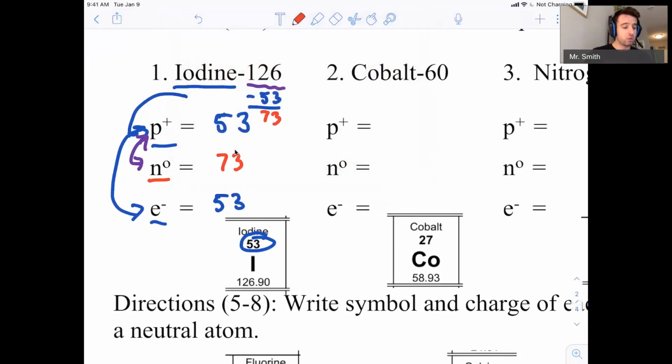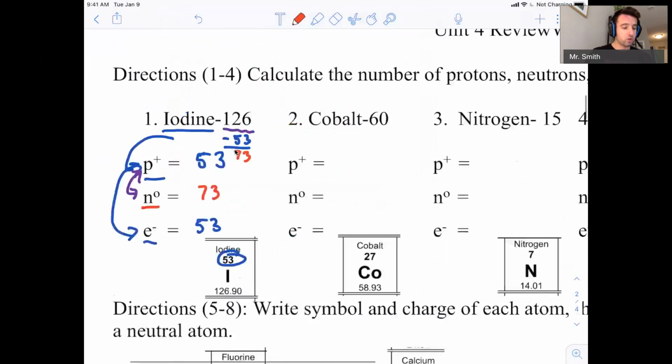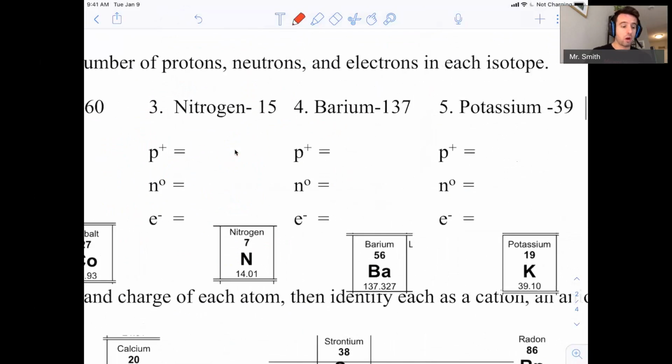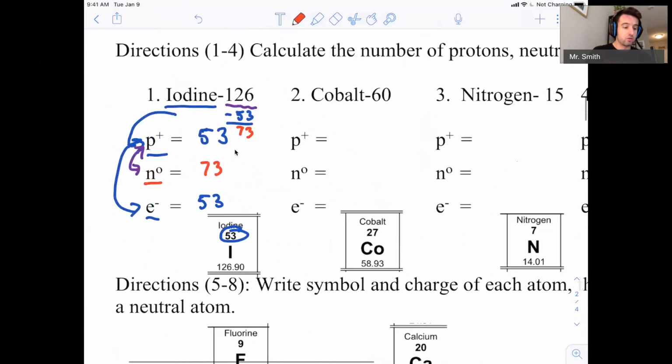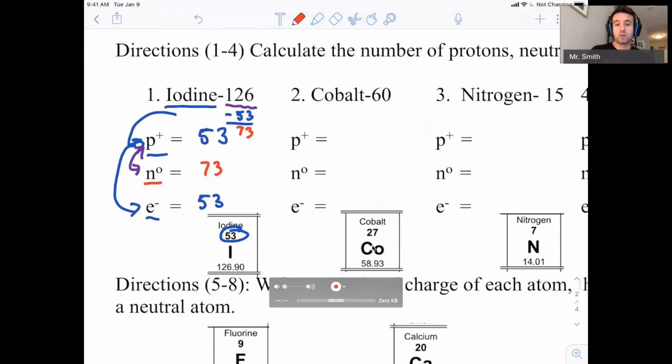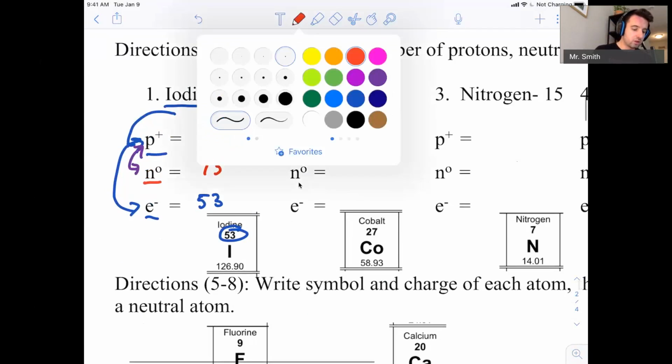This is going to be the same general process we're going to use for the next four other problems. We're going to use the element card over here, and we're going to use the fact that protons and electrons are always the same, and then we're going to take whatever our proton number is and subtract it from our total atomic mass, which is the number after the dash, and that'll give us our number of neutrons.